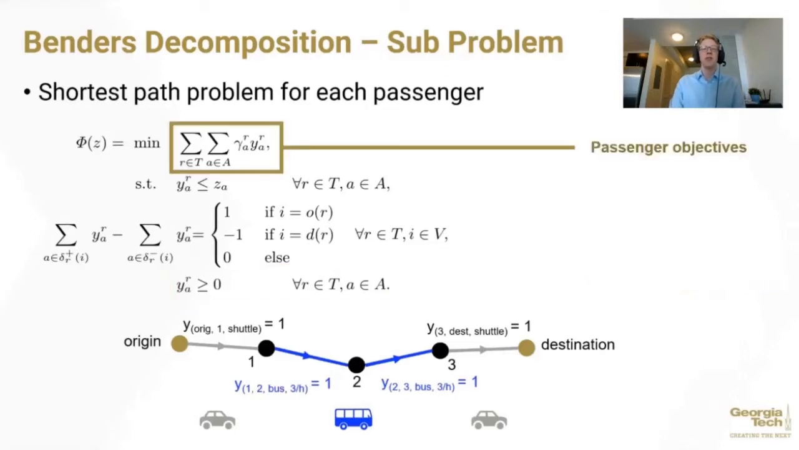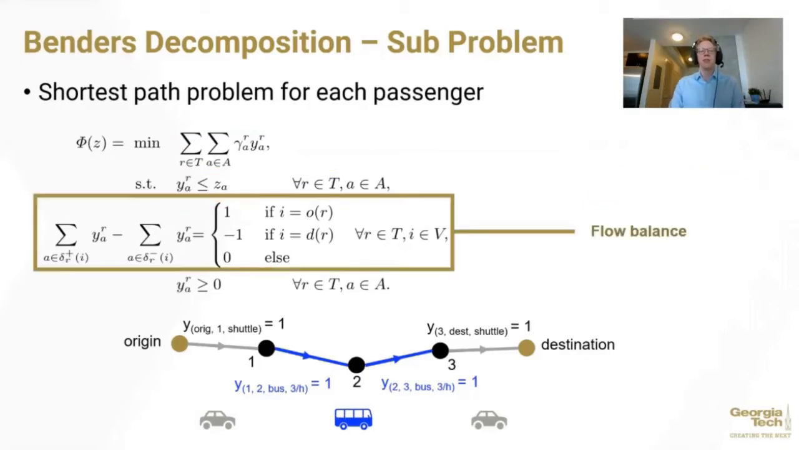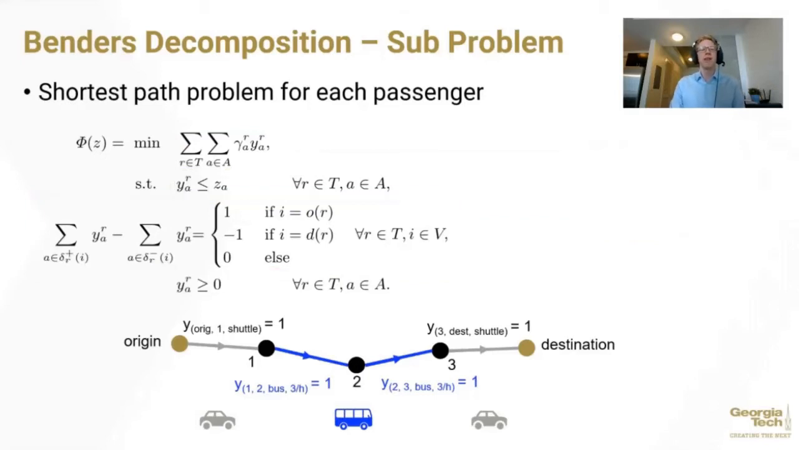The objective is to minimize the passenger objective, which is a sum of some sort of objective over the arcs. I can only use high frequency connections that are actually chosen by the master problem. So in this case, I use buses, so these buses have to be available. And then we have the classical flow balance for shortest path. So this is the subproblem, and I wrote down the subproblem for all the passengers at the same time, but it's important to notice that this is decomposable. For every passenger, you can just solve a separate shortest path problem and solve the subproblem in that way.